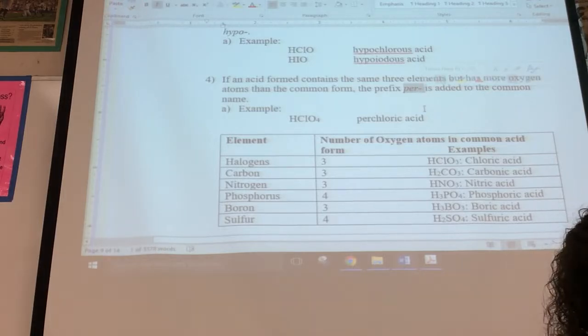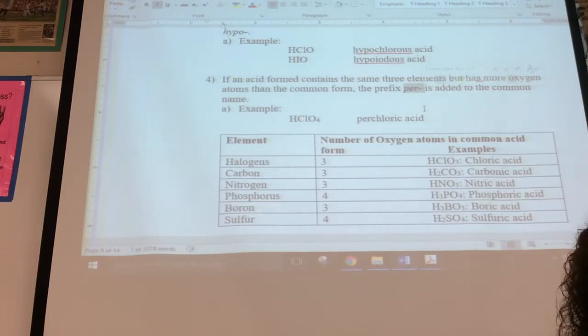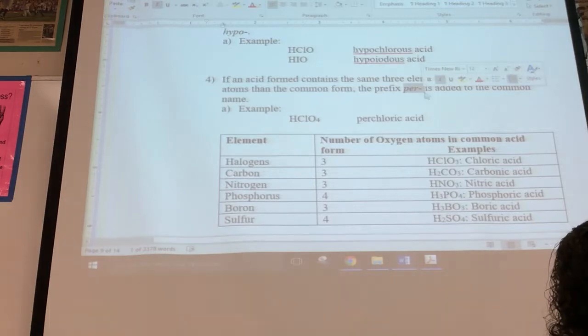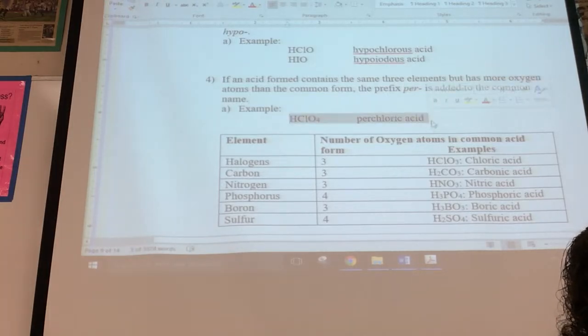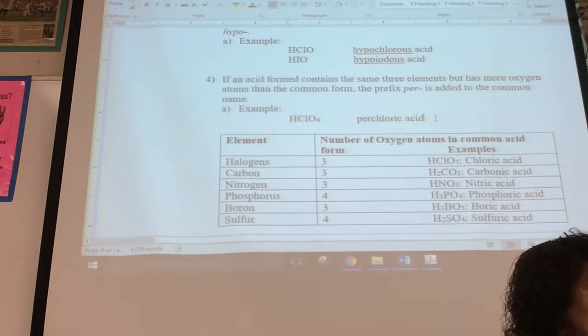Hyper means more than. Somebody who's hyperglycemic has high blood sugar, diabetes. A hyperactive child doesn't sit still, like what I have in some of my classes. So hyperthermia, that's when your fever is just too high. You have a fever because your temperature's too high. So per, more than. And this is the most common example. HClO4, a strong acid, perchloric acid.